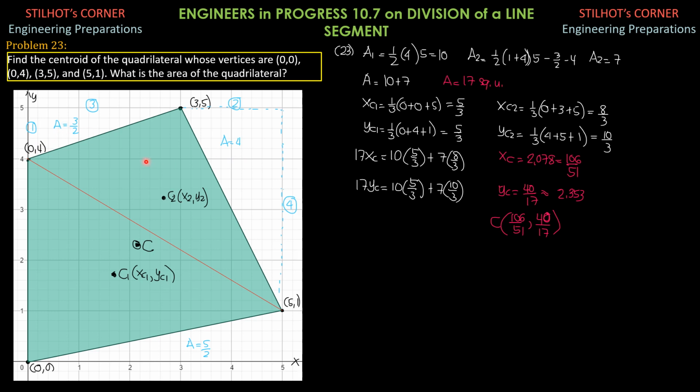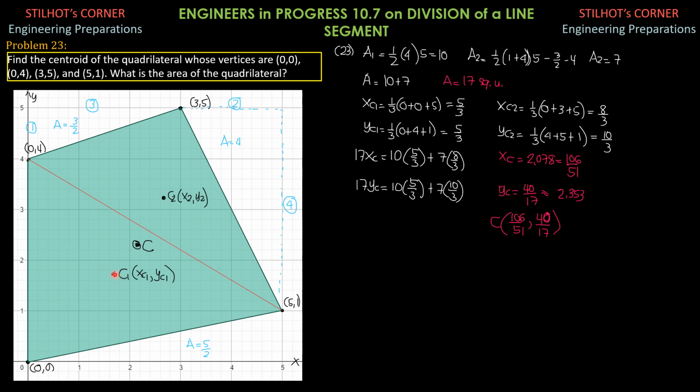The area of the trapezoid is 1/2 base 1, which is 1, plus base 2, which is 4, and the distance between bases, 5. 3 plus 2 is 5. So 1/2 quantity base 1, 1, plus base 2, 4, then times height, 5 units. Then minus 3 halves minus 4 square units. So therefore, area 2 is 7 square units. The total area, area 1 and area 2 combined, is 10 plus 7, 17 square units.